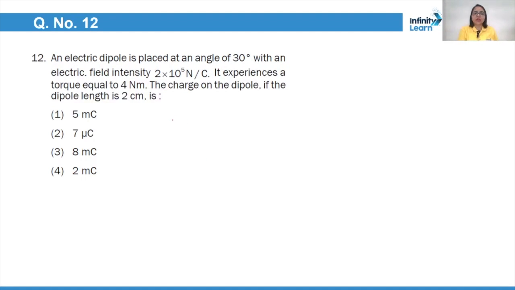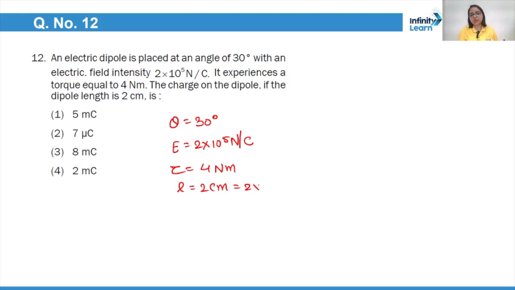Question number 12. An electric dipole is placed at an angle of 30 degree with the electric field intensity 2 into 10 power 5 Newton per coulomb. It experiences a torque of 4 Newton meter. The charge on the dipole, if the dipole length is 2 centimeter, that is equals to 2 into 10 power minus 2 meter. So tau is given as PE sine theta. So you can find the value of P as 4 upon E sine theta, which is 2 into 10 power 5 sine 30 degree, which is 1 by 2.